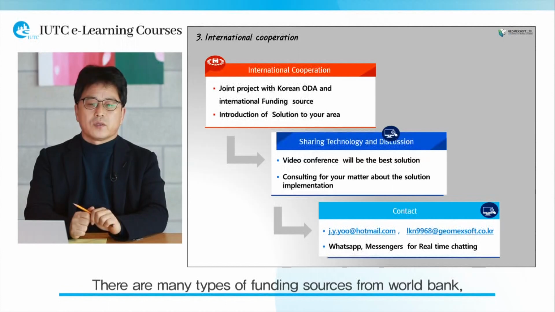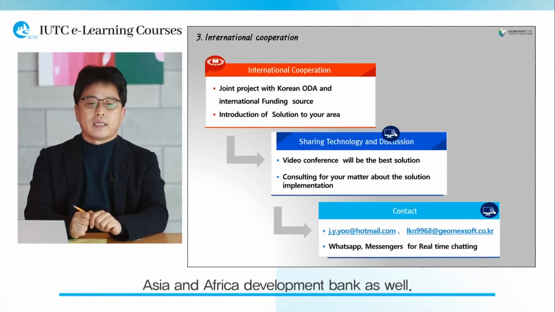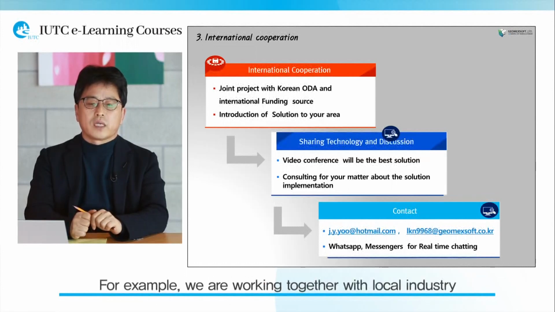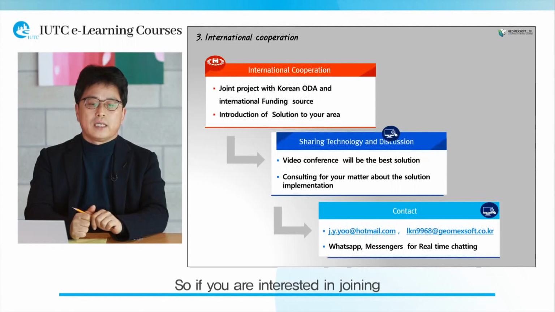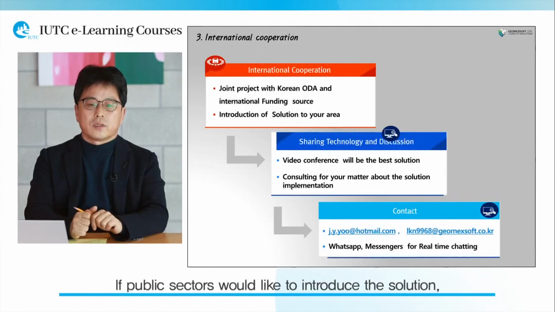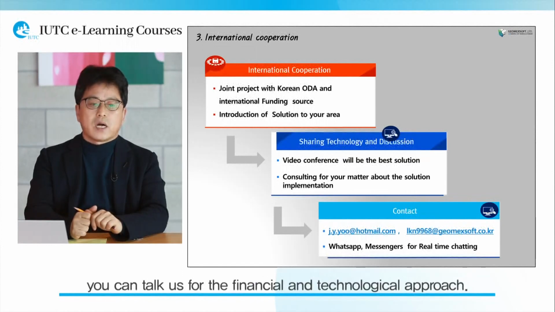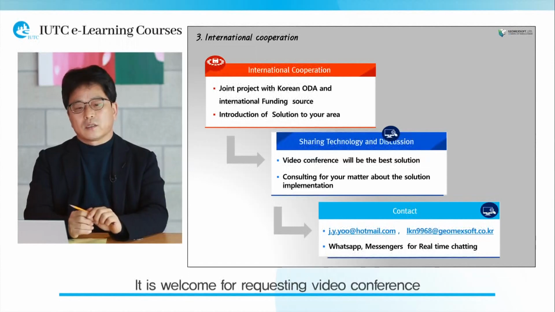There are many types of funding sources, from the World Bank, Asian Development Bank, and African Development Bank as well. Also, Korean institutional funding sources are available this year and next year. For example, we are working together with local industry and government sectors with Korean ODA funding in Africa and Asia. So if you are interested in joining international cooperation work in smart city, GIS, and UI sectors, let's do it together. If public sectors would like to introduce the solution, you can talk to us about the financial and technical approach together, and we can discuss it.